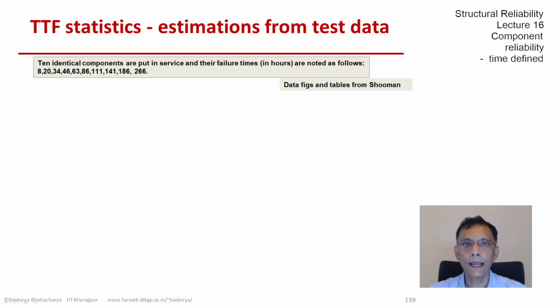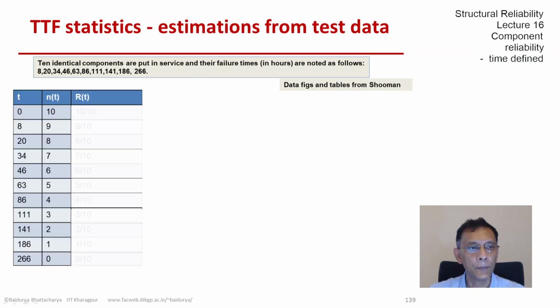The next function to look at for the same data set is the reliability function. So here is the table once more. We have the times observed at each successive failure, T going from 0 to 266 hours, and the number of surviving elements dropping from 10 to 0, and we would like to use the expression that you see on the screen to estimate reliability. So it's the number of surviving elements at time t over the original number of elements, n0.